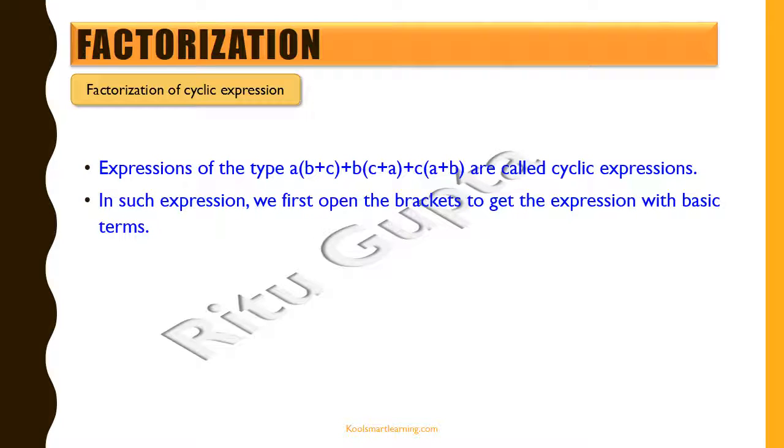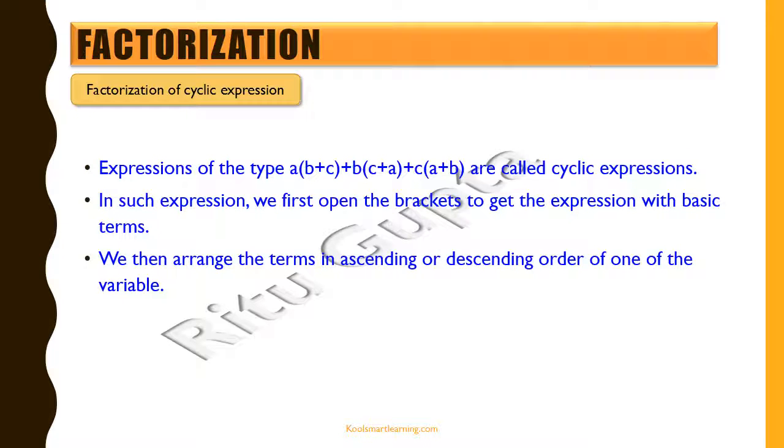In such expressions, we first open the brackets to get the expression with basic terms. So in this expression, we'll get AB plus AC plus BC plus BA plus CA plus CB. So we'll open the brackets in these kinds of expressions, and then we'll arrange the terms in ascending or descending order of one of the variables. So we'll see that there is a first variable, say a, which has a power of 2 or a power of 3 or a power of 4 as the highest power.